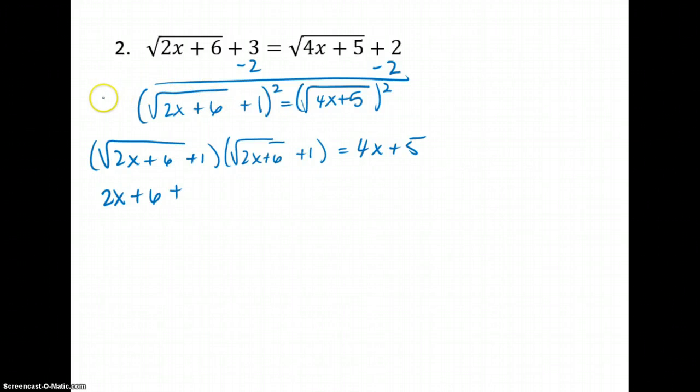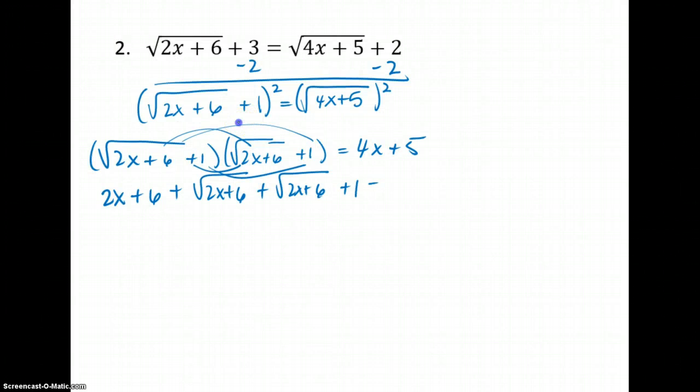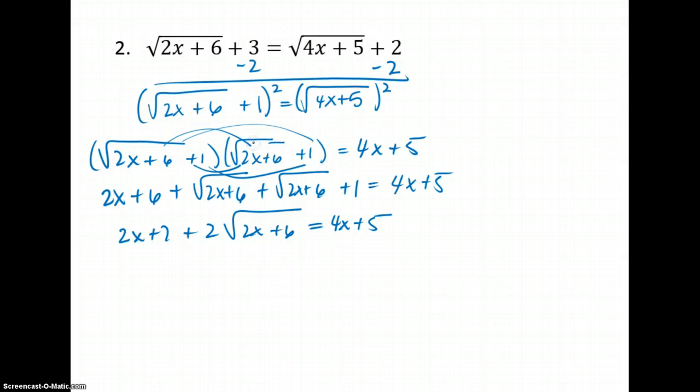plus root 2x plus 6 plus root 2x plus 6 plus 1 equals 4x plus 5. Clean up my like terms. So I have a 2x plus 7 plus 2 square root of 2x plus 6 under the radical equals 4x plus 5.